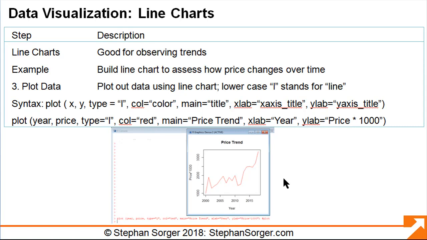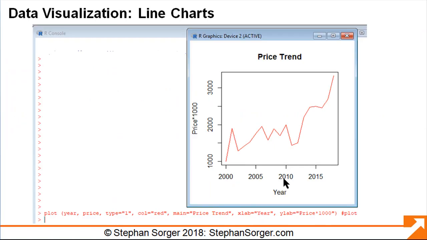We then plot the data using the plot function. The syntax of the plot function is shown on the slide, and we can see we have several variables. We have x and y, which are the data sets for x and y. Type L, which stands for line. Main equals title, which gives us a place to assign the title for the plot, as well as xlab and ylab, which give us a place to assign the titles for the x and y axes, respectively.